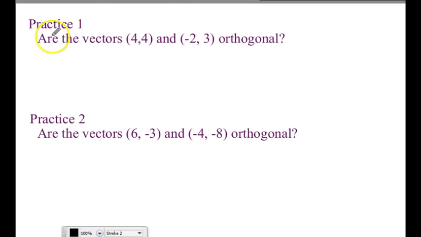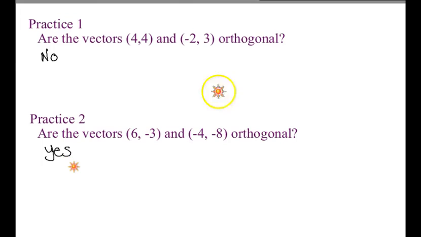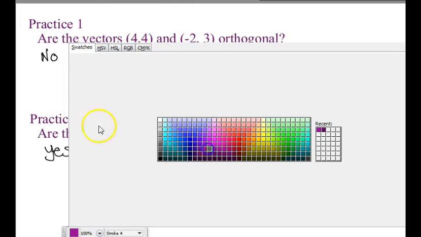Okay, so what you should have gotten is that this one is not orthogonal, and this one is. This one does not have a dot product of 0. This one does. So if you got that, you're good to go. You can shut down the recording. If you didn't get that, let's take a look and see what happens with these dot products.